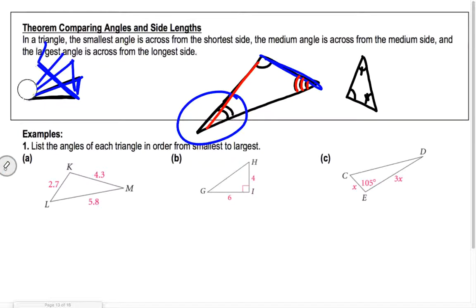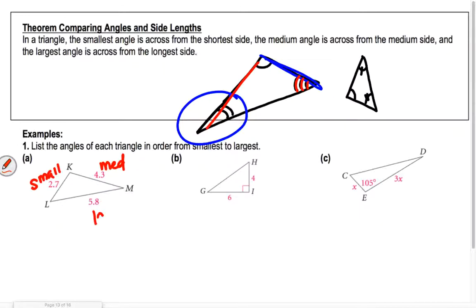Okay, so in this problem, it says list the angles of each triangle in order from smallest to largest. So we have a small, a medium, and a large side.